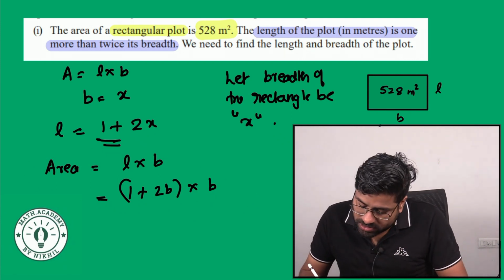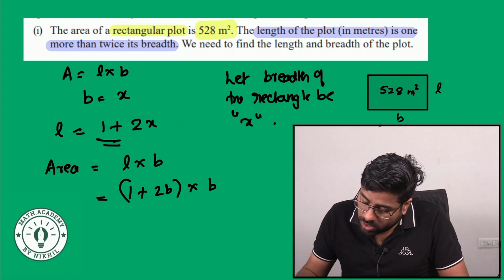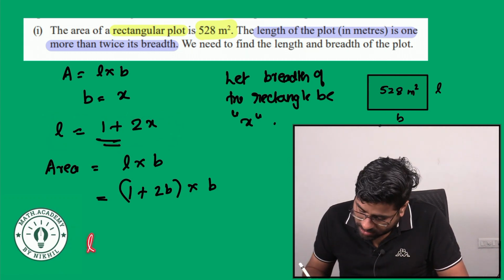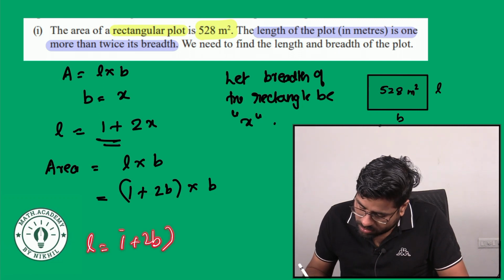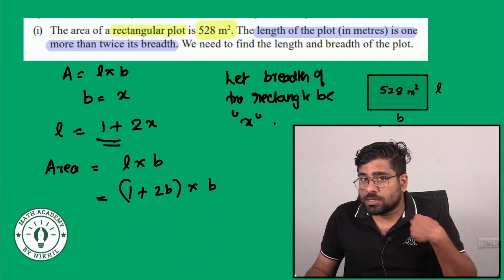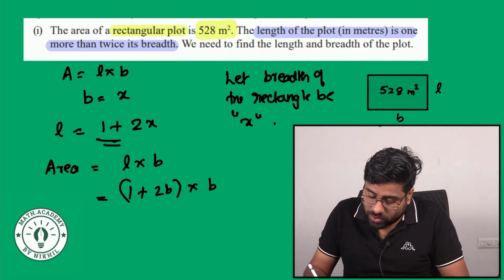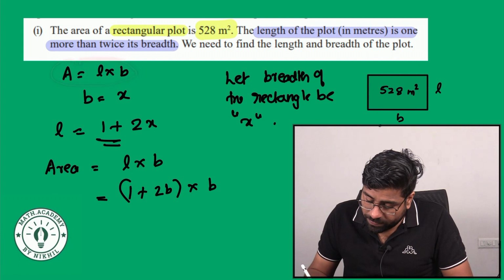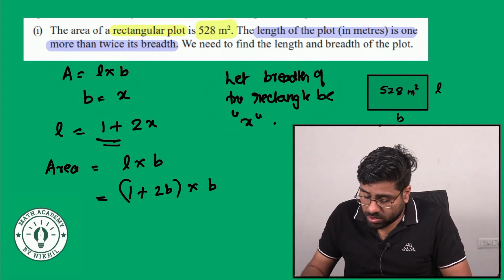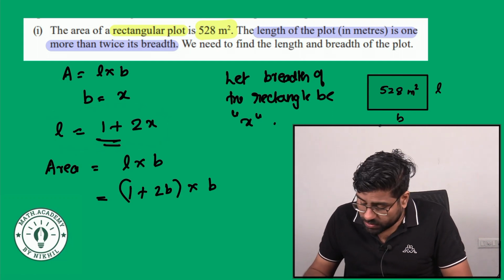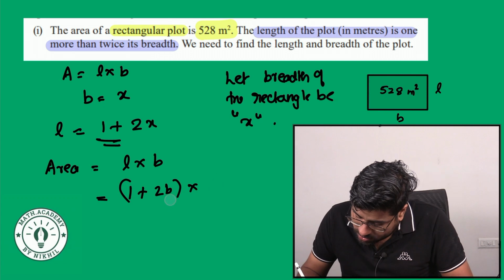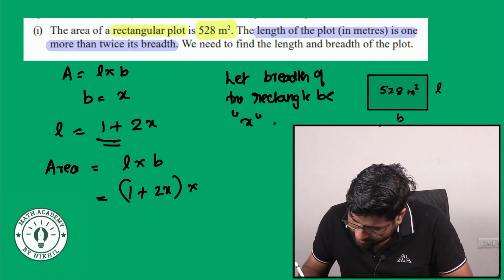You will just write this particular statement: length is equal to 1 more than 2 times breadth. Then in my mind I'll identify that there is going to be a quadratic equation, and that means b has to be my variable. So I'll just write area is equal to L into b. Let the breadth of the rectangle be x, which means b is equal to x. Then I'll write L is equal to 1 plus 2x. So since area is equal to length into breadth, this equation is going to be x.